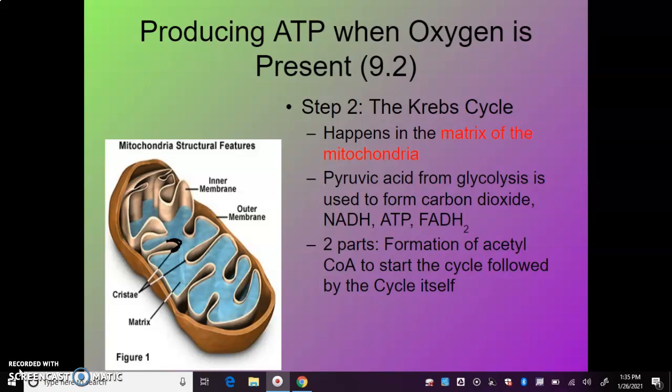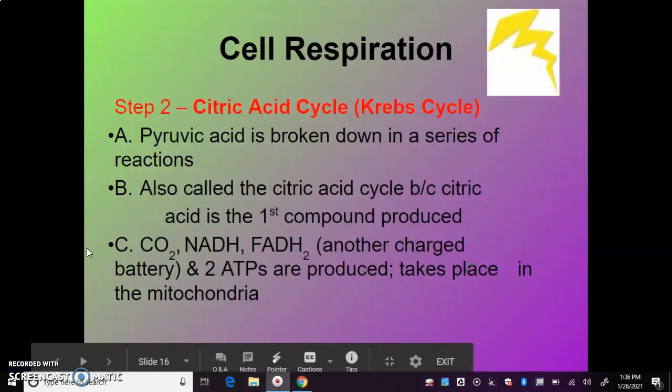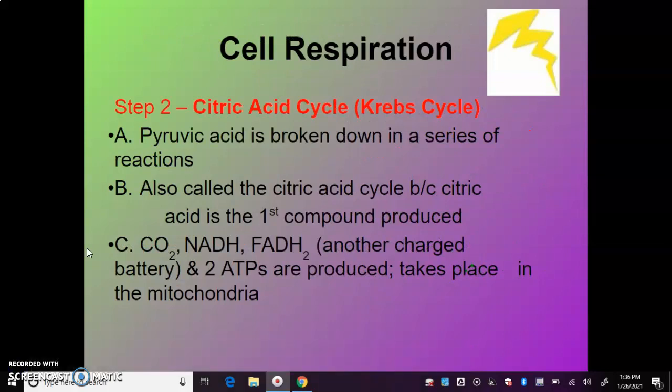Now there's 2 parts of the Krebs cycle. What ends up happening first is the 3-carbon pyruvic acid becomes what's called acetyl-CoA. That's a 2-carbon molecule. And that's what's actually going to start the cycle, and then it goes through the cycle. So the first part is breaking the pyruvic acid into acetyl-CoA. When we look at the actual diagram of the Krebs cycle, you're going to see the pyruvic acid first breaks down into acetyl-CoA.